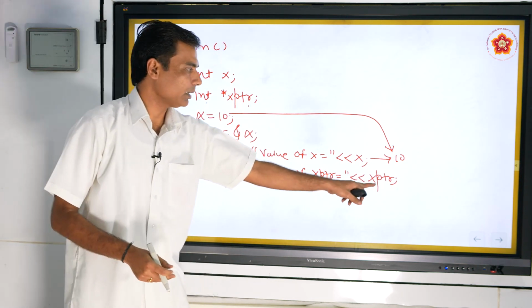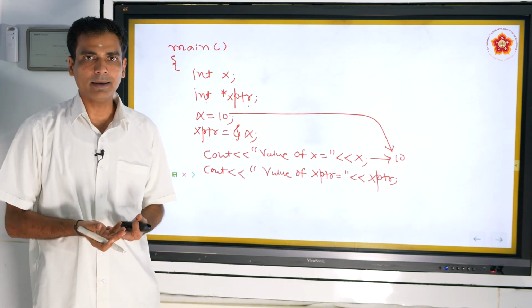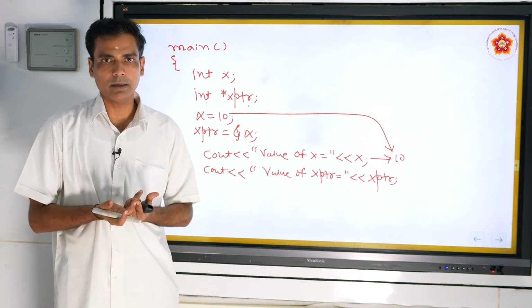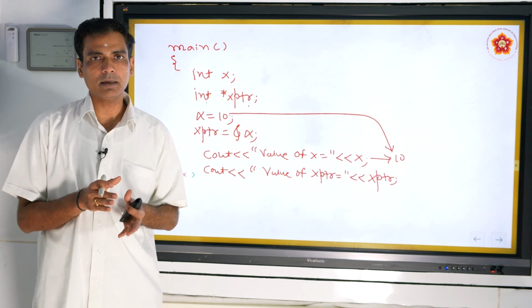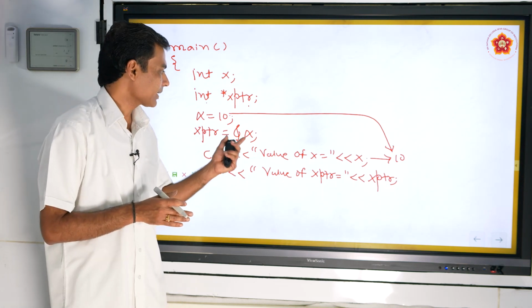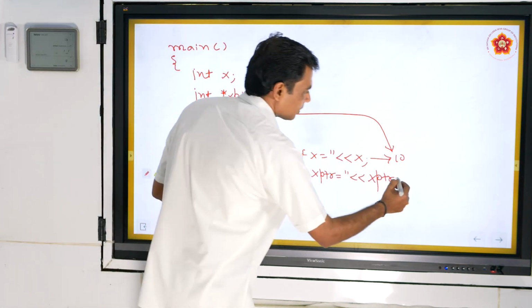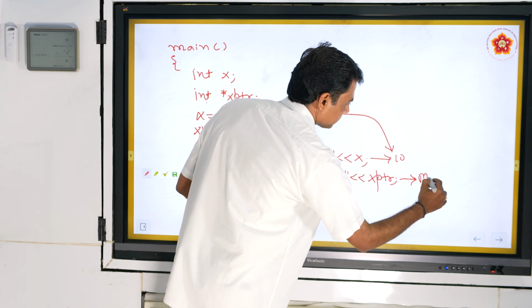But what this will print we don't know. What address x got allocated is not in our control. So whatever memory address is allocated to x, it will print, any memory address.